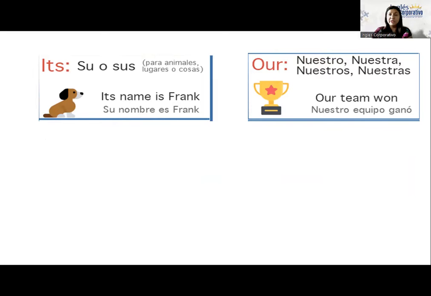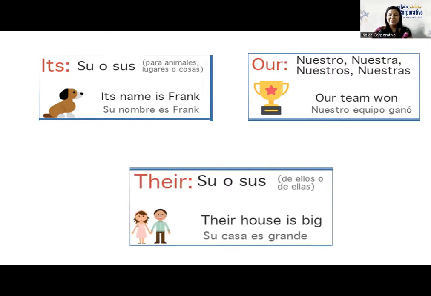Our team won. Yes, nuestro equipo ganó. Their house is big. Exactly. So we can see here they use its name para referirse a una cosa o a un animal, en este caso el perrito. Its name is Frank. Nuestro equipo ganó. Our team won. Este es el verbo ganar en pasado. Their house is big. La casa de ellos o su casa es grande.